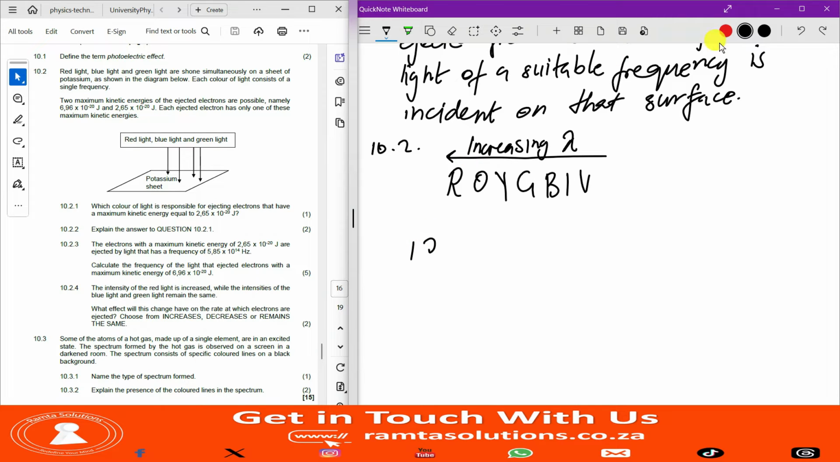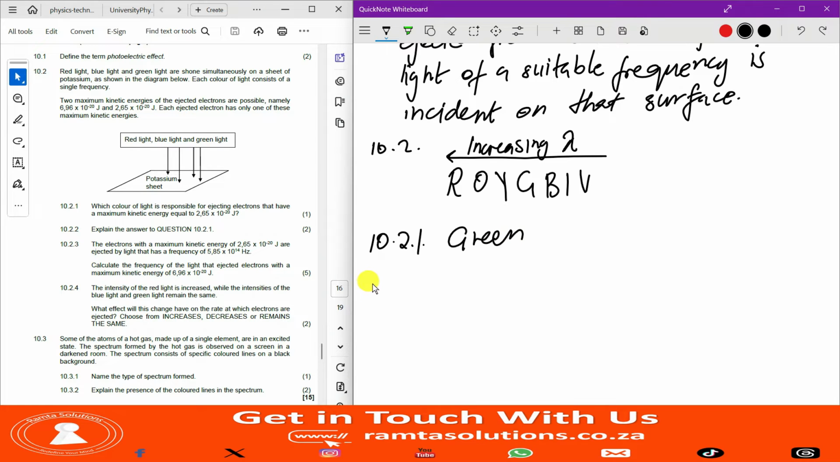Now, 10.2.1. Which color of light is responsible for ejecting electrons that have a maximum kinetic energy equal to 2.65 times 10 to the negative 20 joules? This is the lowest. We have three colors: red, green, and blue. Red cannot be, so I will take this to be green. And I'm happy that this question is asking you, why are you saying green?